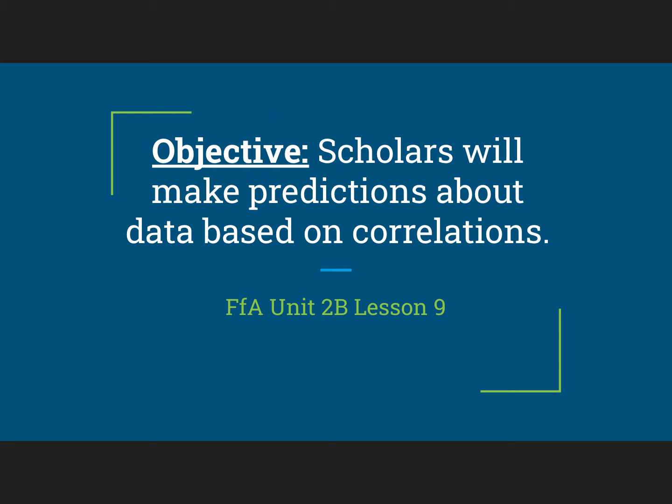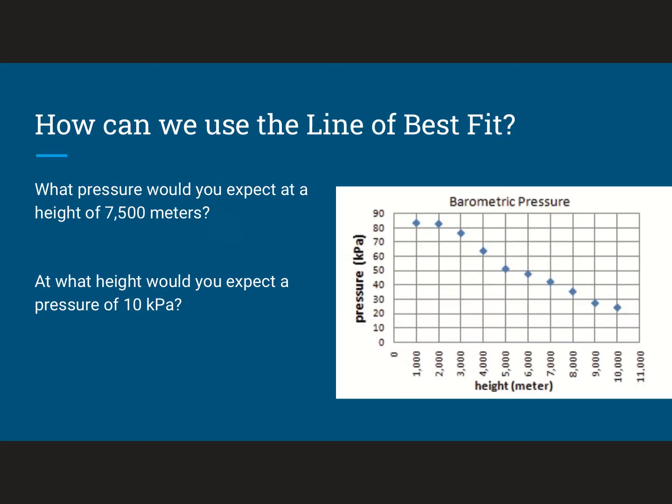Your objective today is that scholars will make predictions about data based on correlations. So we're going to use these correlations to make some predictions. So how can we use the line of best fit? So we have here a graph showing barometric pressure. You have the pressure and the height. So our first question asks, what pressure would you expect at a height of 7,500 meters?